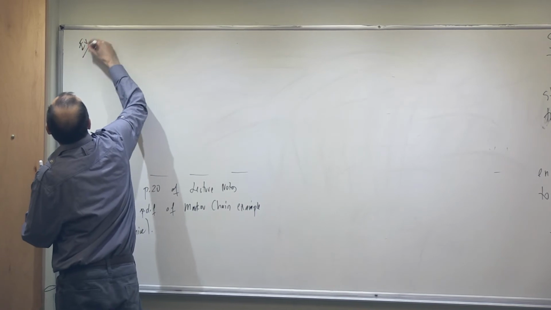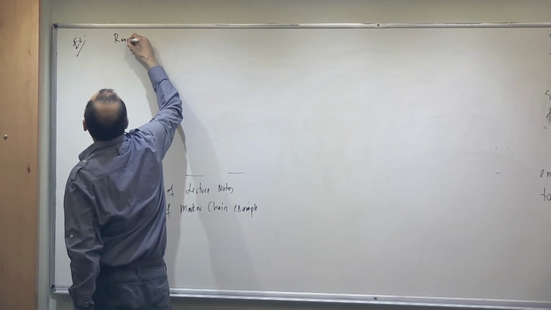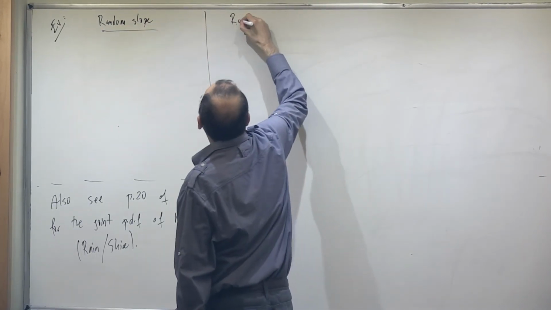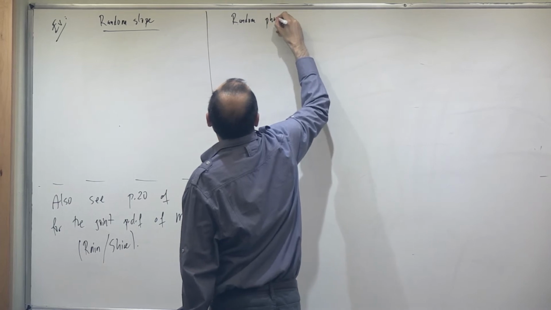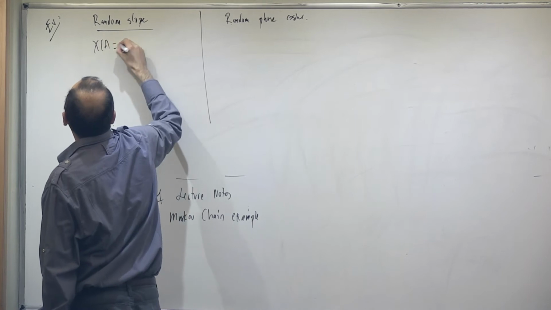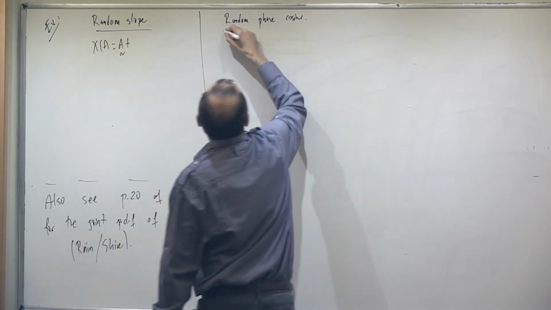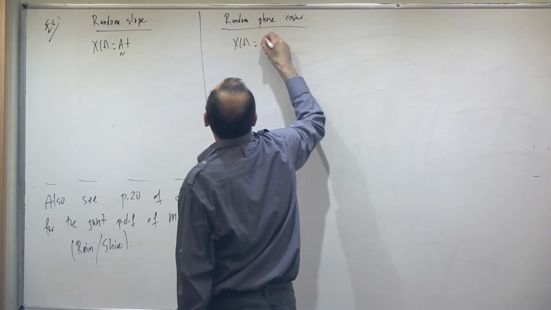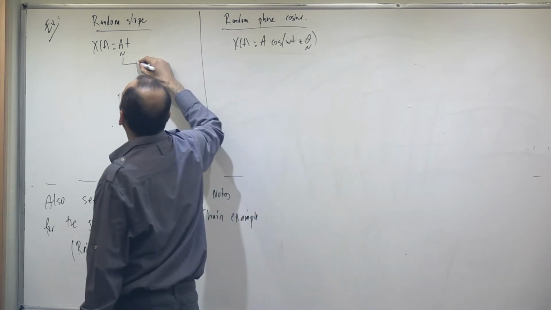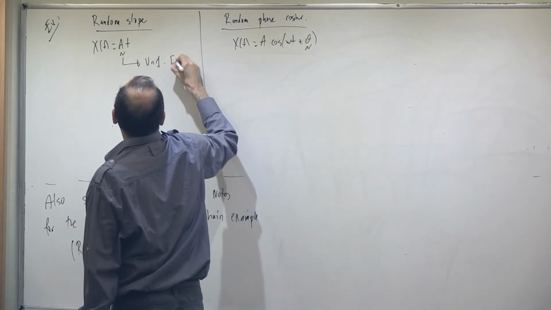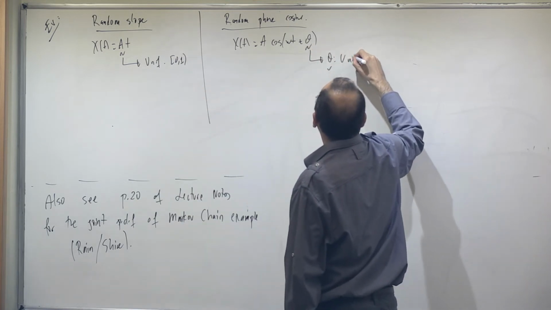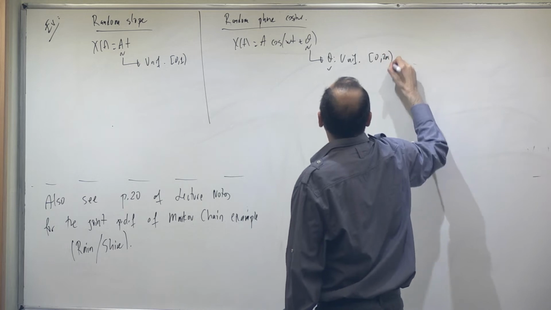Example. Actually, we had two examples: random slope signal and random phase cosine. So what was this? This is x of t equals A times t, where A is uniform 0, 1. This was x of t equals A cosine omega t plus theta, where theta is uniform 0, 2 pi.